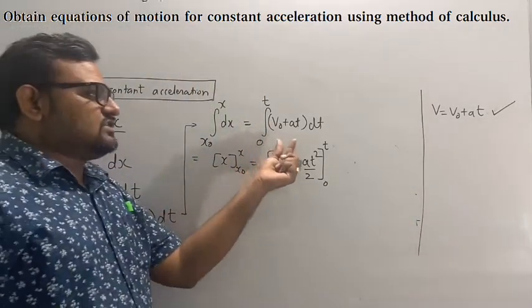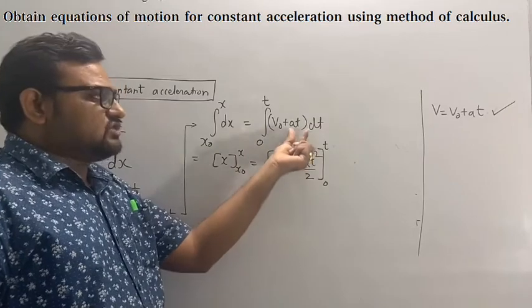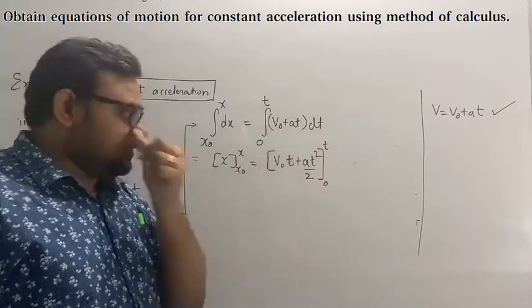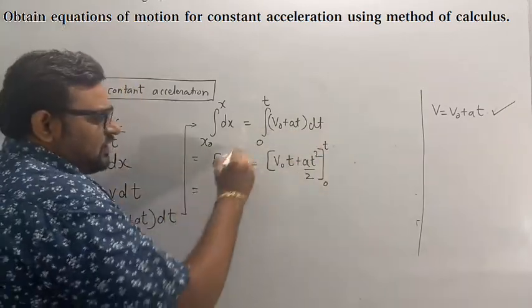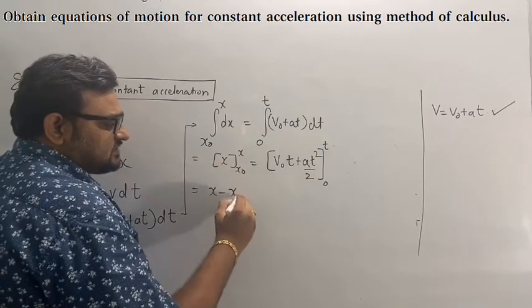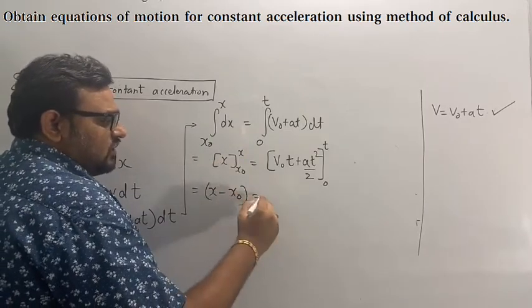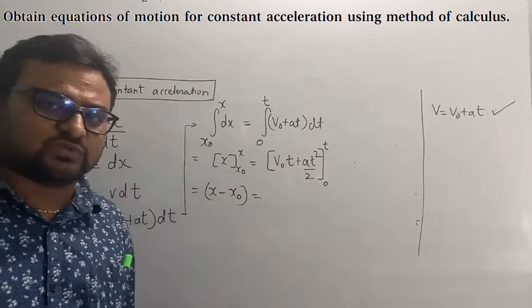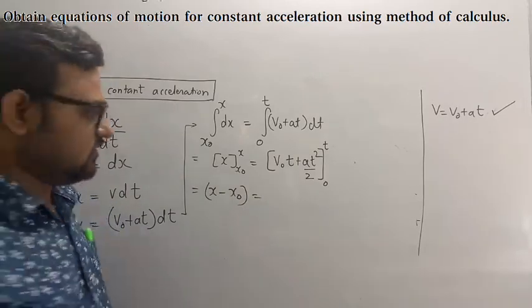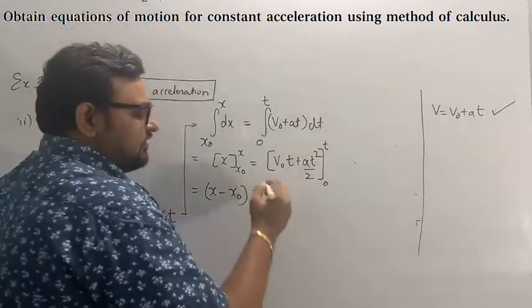Clear? So integration of V0 dt is V0 t, and integration of at square by 2. Okay, so now let's put the upper limit, x minus x0. If you don't know this, then just watch the previous video on differentiation and integration. Then you will get an idea about integration.